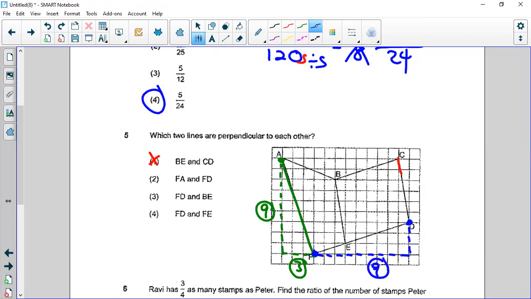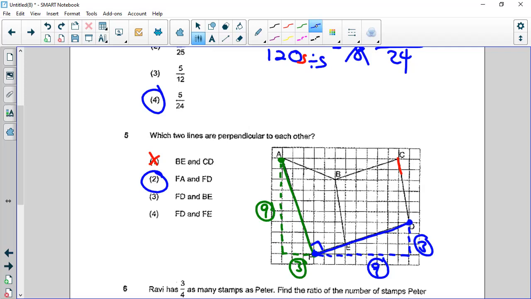And then 1, 2, 3. Same pattern. So once you get the same pattern, these two lines are not only equal in length, but they are also at a right angle to each other. So your number 2 is perpendicular. Do you understand? This is how you use squares to prove whether they are perpendicular and equal in length. You have to count the squares.